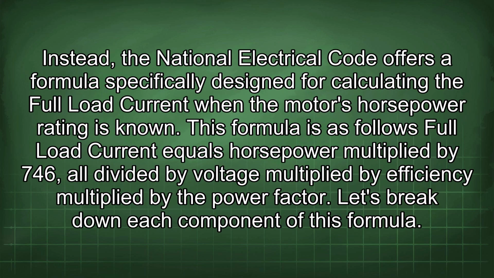Instead, the National Electrical Code offers a formula specifically designed for calculating the full load current when the motor's horsepower rating is known. This formula is as follows: full load current equals horsepower multiplied by 746, all divided by voltage multiplied by efficiency multiplied by the power factor. Let's break down each component of this formula.